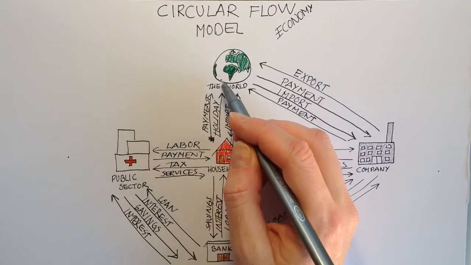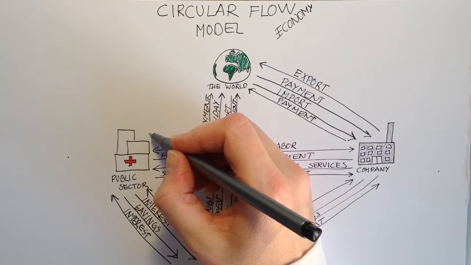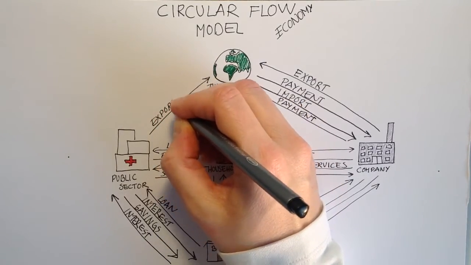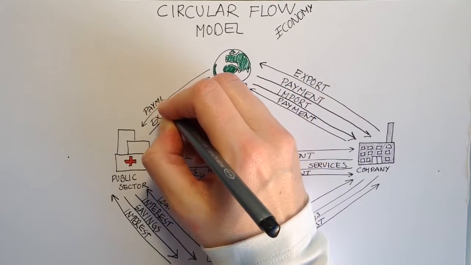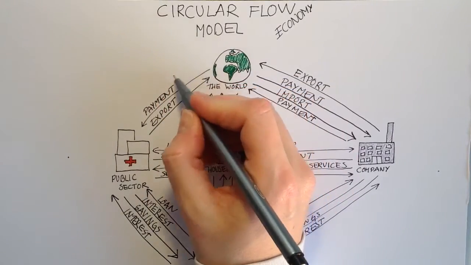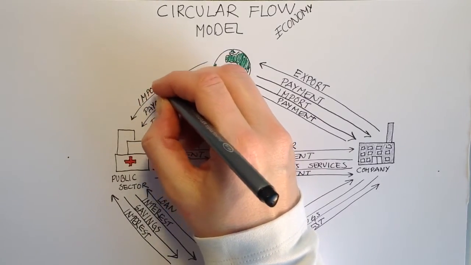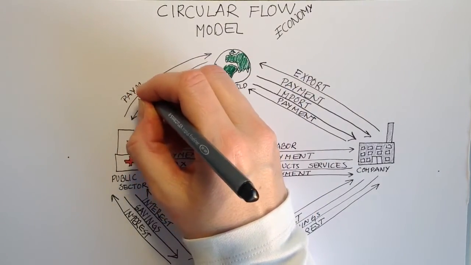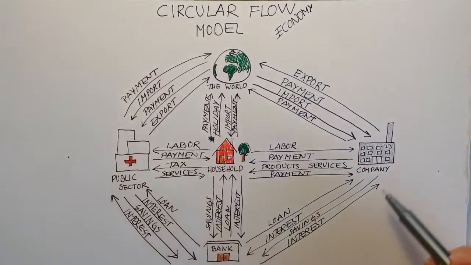The public sector and the rest of the world are connected the same way as the companies are. The public sector will do things that they can export. And for that, they will get money back, payment. They will do things using products from abroad. That means that they have imported things. And that's when they have to pay money. So now we see that all these parts are connected. But we have one part left here.